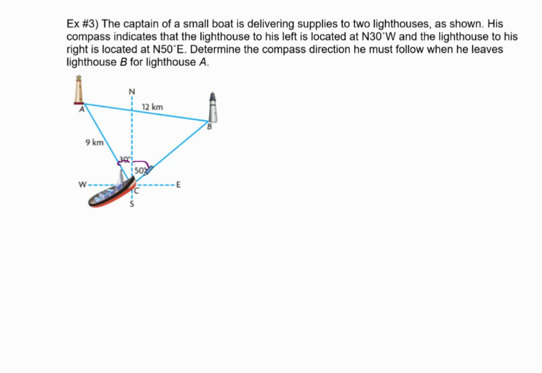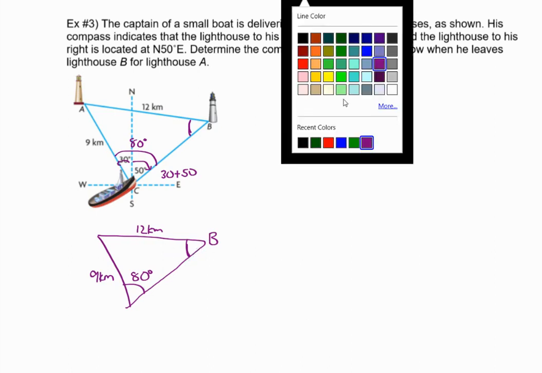All right, now here's the thing. I know that this angle is 30, this angle is 50. I know that this whole angle is going to be 30 plus 50, which is 80 degrees. So I have a triangle like this, where this is 80, this is 12. I know that this is 9 kilometers, and I'm going to want some sort of angle from over here. So this is what we're going to find first. We're going to find this full angle B. All right, and I am going to be able to do that.